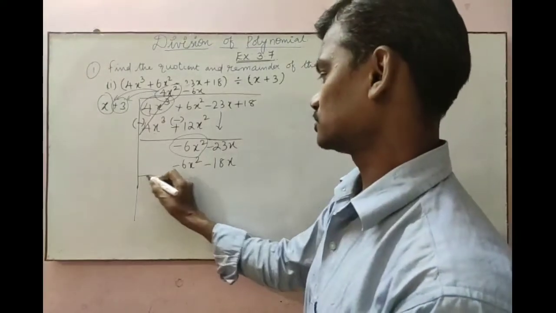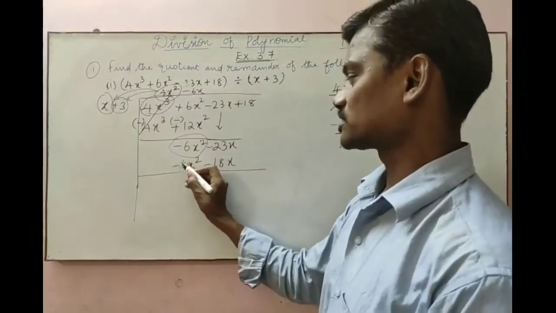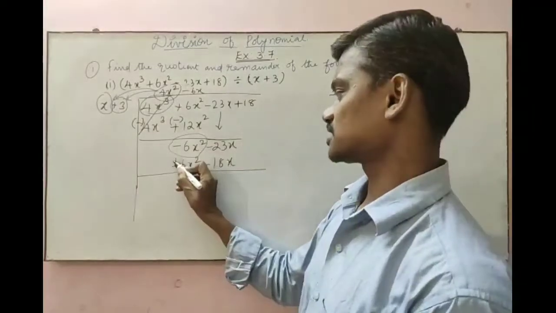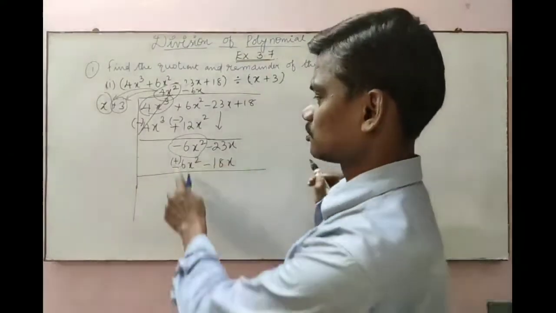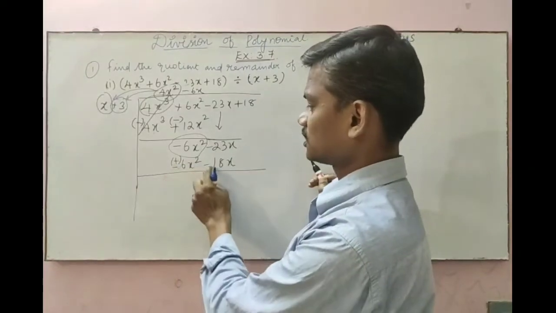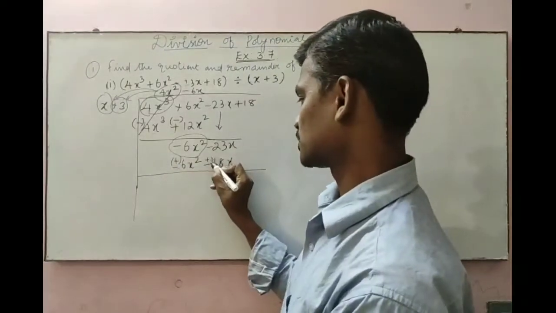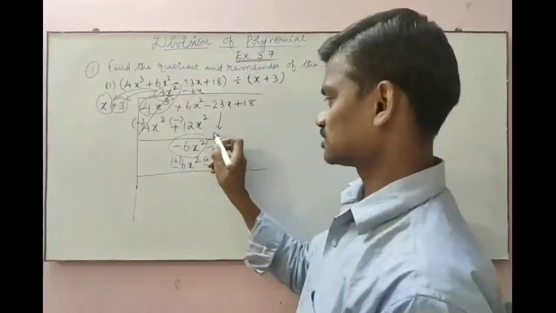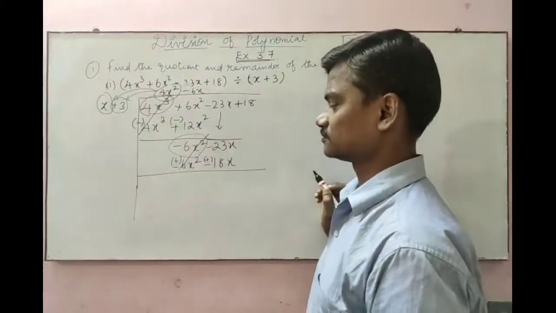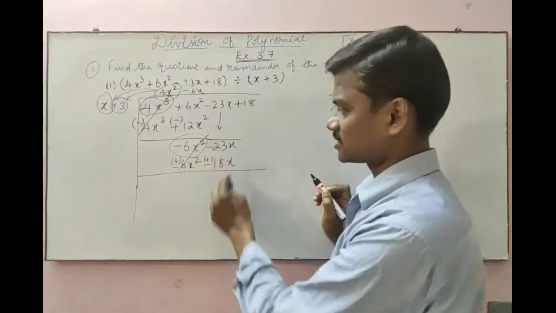Again I am going to subtract. When I am going to subtract the second polynomial, I have to change the sign. Here this minus becomes plus. Here this minus becomes plus. Now consider this sign. Here plus, here minus, these two terms get cancelled. Now we have to subtract these two.